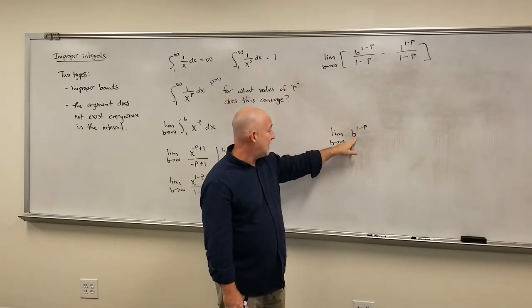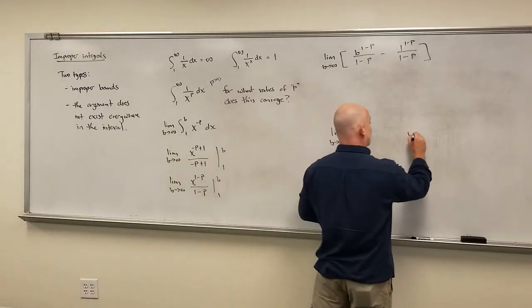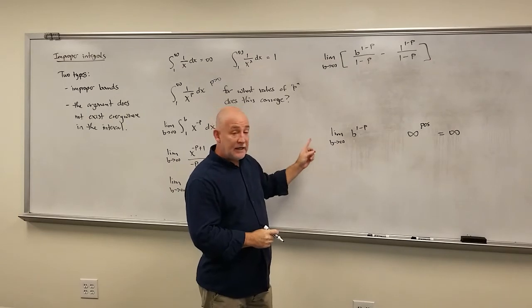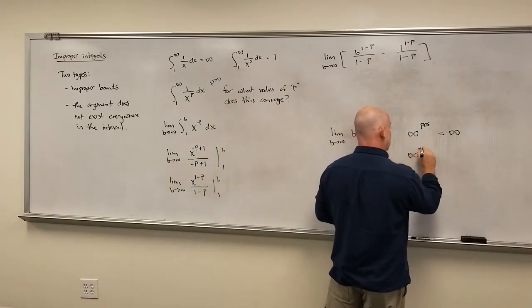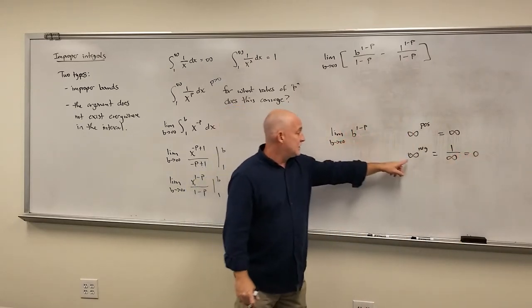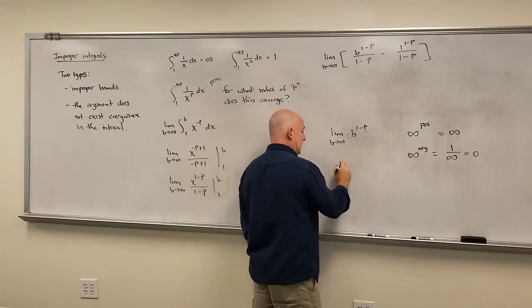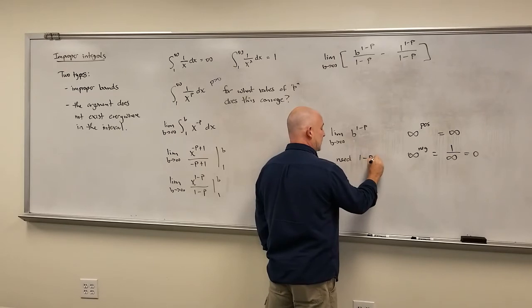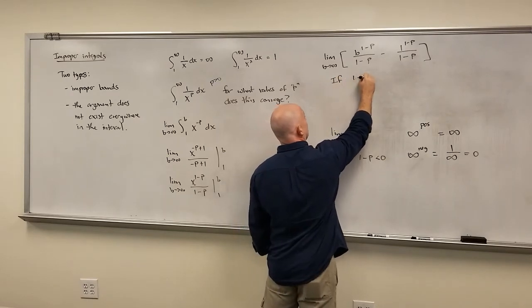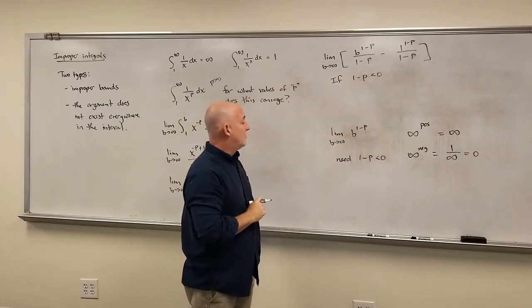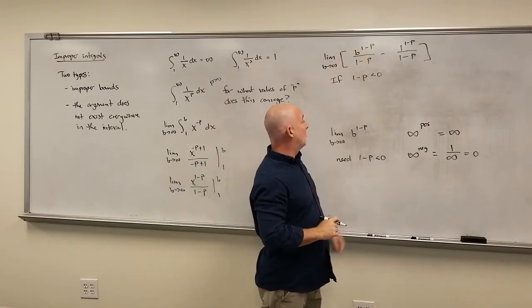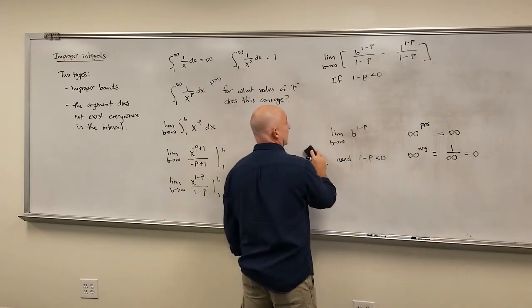Because if I plug infinity right now, if that's a positive exponent, that would be infinity to a positive exponent, which would be infinity. However, if that exponent happened to be negative, infinity to a negative exponent is 1 over infinity, which is 0. So I want it to be this case so it goes away. So I need 1 minus p to be less than 0. So in this case, if 1 minus p is less than 0, then what happens to this? Well, that means we'd have an infinity in the denominator. It would go away.